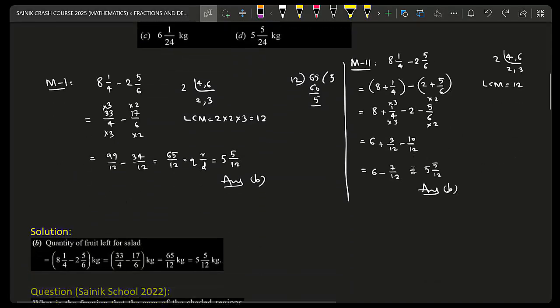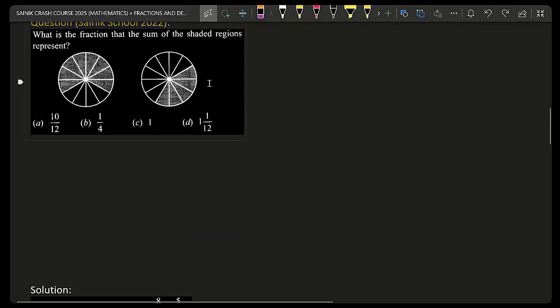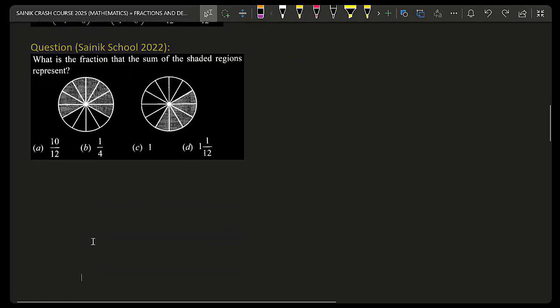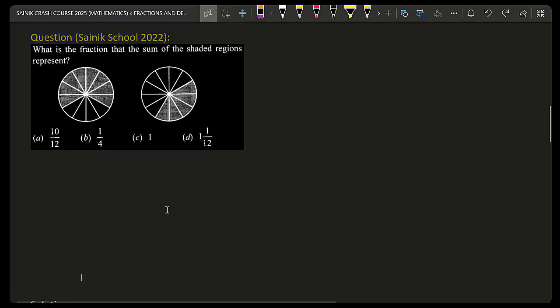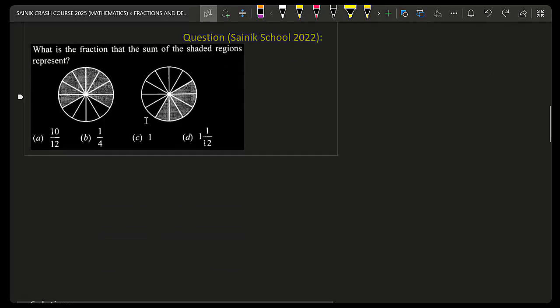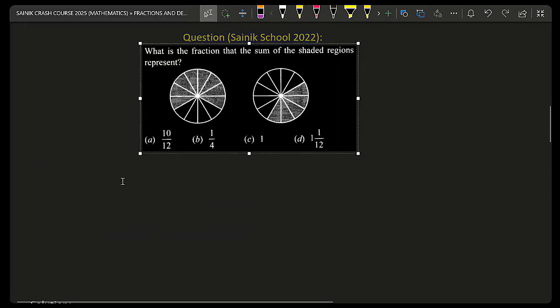So the next question is a very, very simple question. They're asking, what is the fraction that the sum of the shaded regions represents? If you want to give the answer, you can raise a hand now. What is the fraction that the sum of the shaded regions represents? Who will explain the answer, raise a hand.